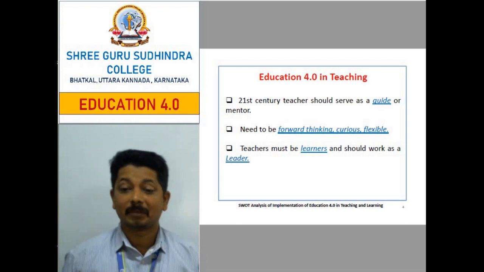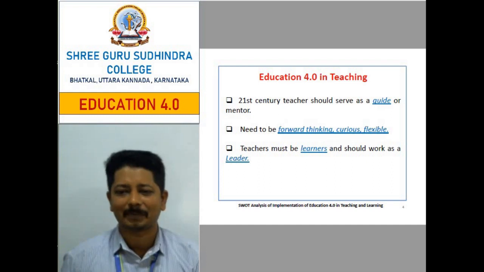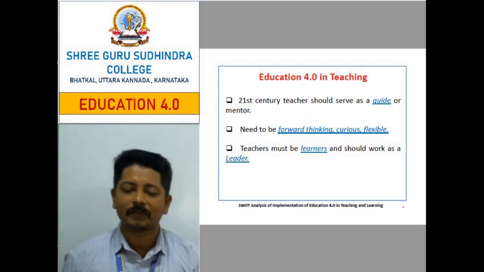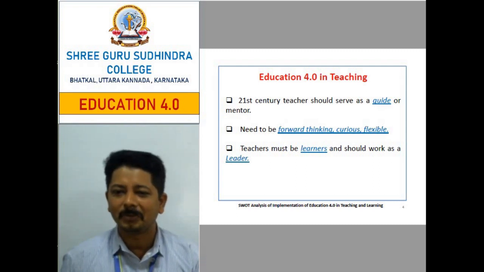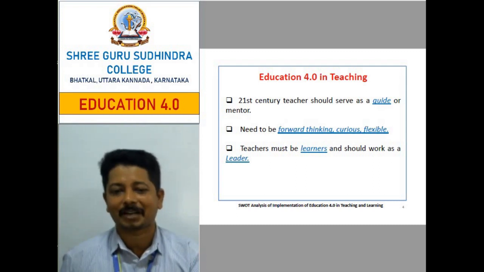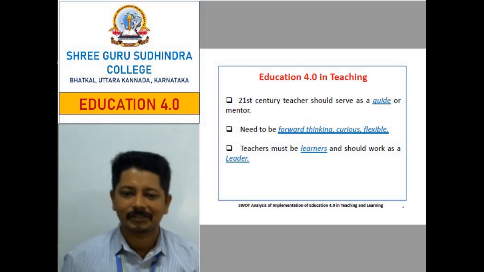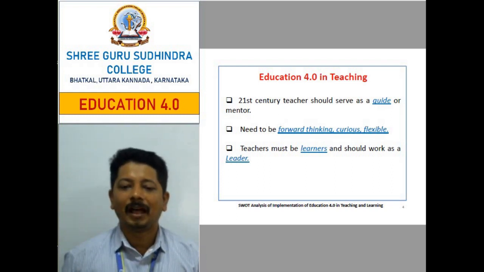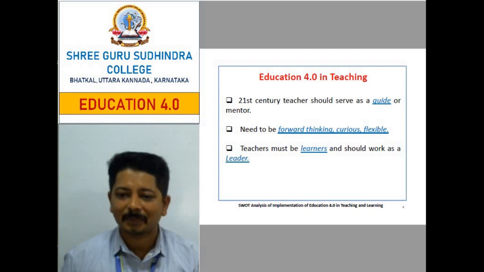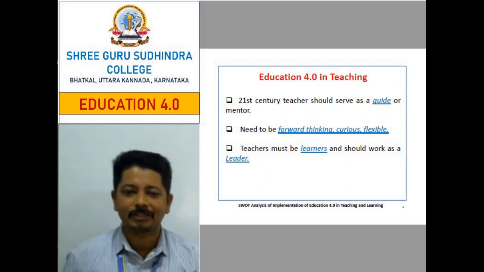Then teachers must have better forward, advanced thinking. He must always be curious about every aspect of his surroundings. If he finds something new, he must be curious, try to learn it, and, very important, must be flexible. Flexible nature will help to face crises and problems very easily, because when a student faces problems in the environment or institution, flexibility is very essential to contribute in a better way from the teacher's point of view. That's why these qualities are very essential.